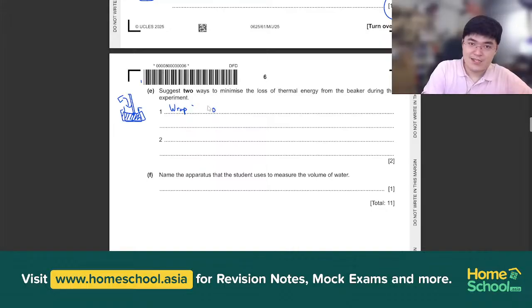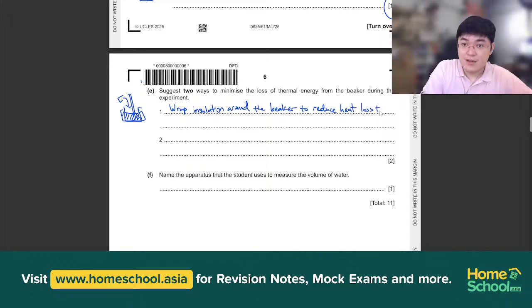Oops, my handwriting is horrible today for some reason. Wrap insulation around the beaker to reduce heat loss to surroundings. Okay, that's the first method.